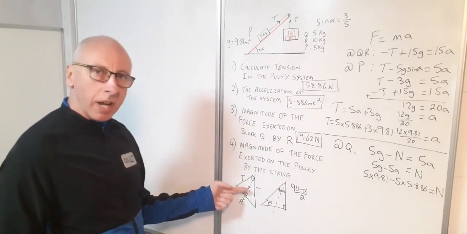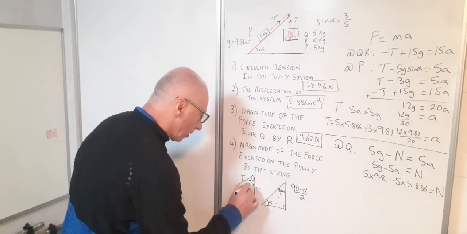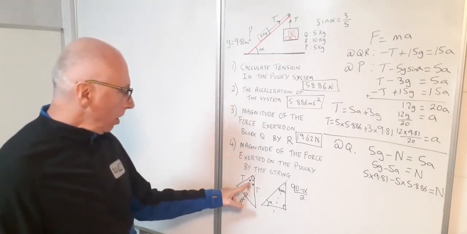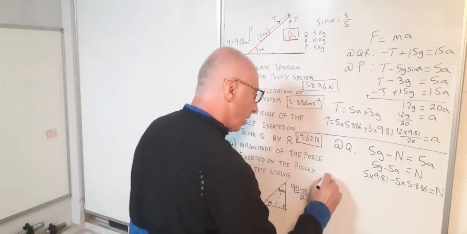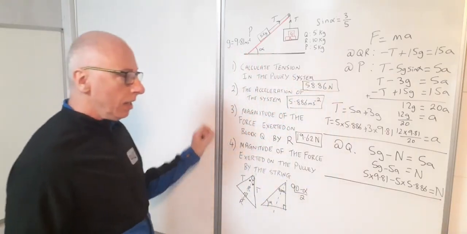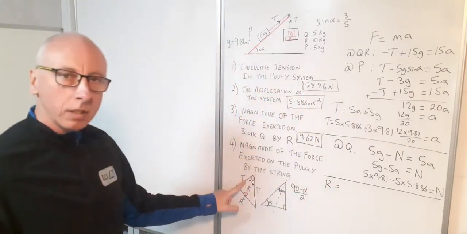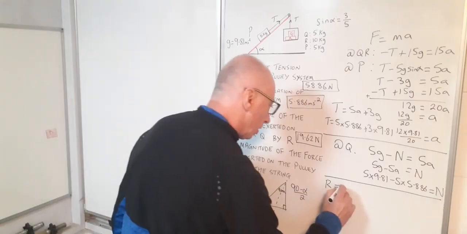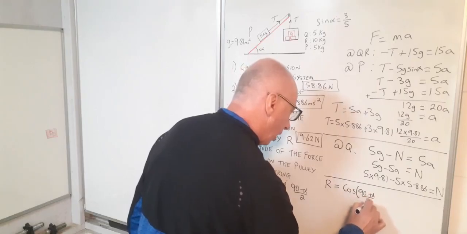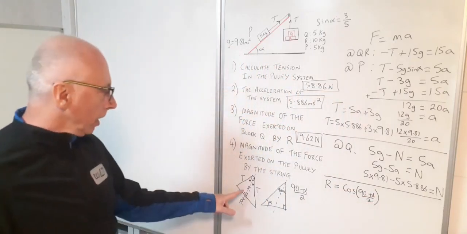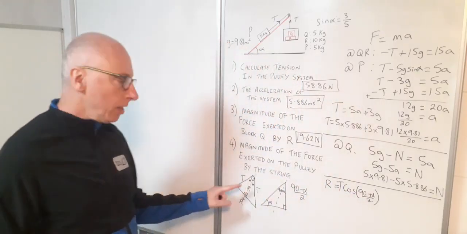Okay, so now what is my R? If that's the angle I'm interested in, that's the angle there and the angle there. For my R, I'm going to need cosine, and it's going to be of this angle. So here, let's just draw a line under that. So my force R will be cosine of 90 minus alpha over 2, and that's going to be multiplied by the tension. So T cosine 90 minus alpha over 2.